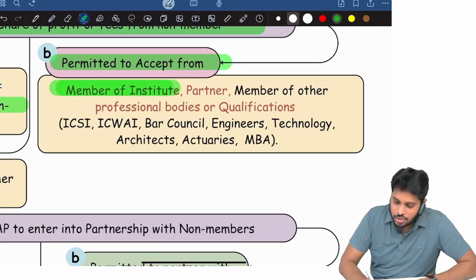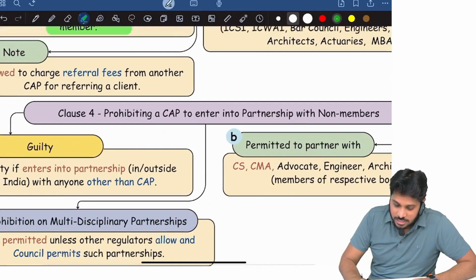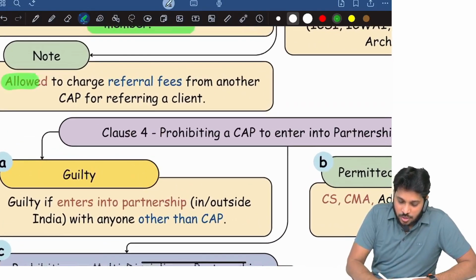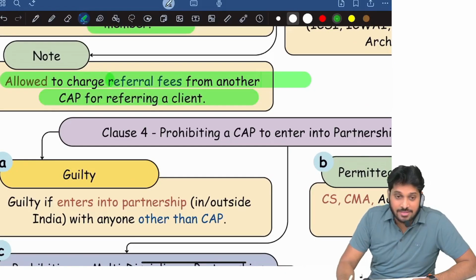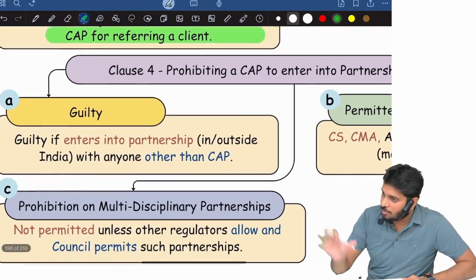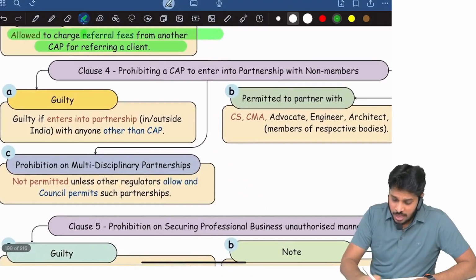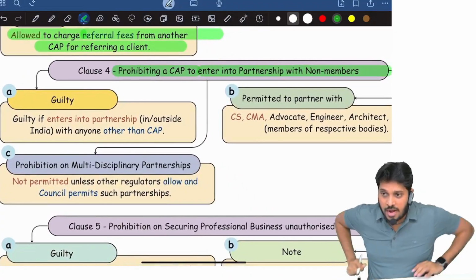So a member of the Institute, or another partner, or a member of another professional body or qualification. Now, you know, that is what is allowed: charging a referral fee from another CA for referring a client. That is very common, not an issue. And prohibiting a CA from entering into partnership with non-members.